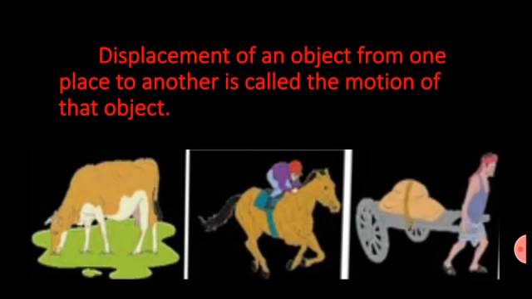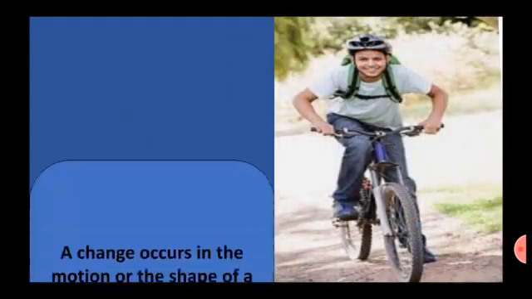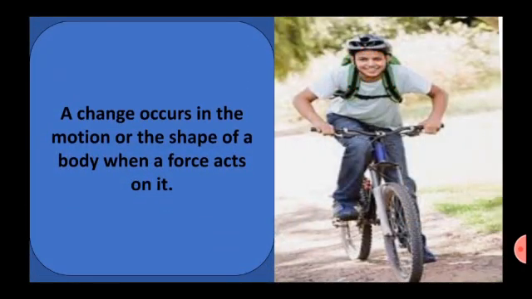So, motion means displacement of an object from one place to another. For example, pushing a block, opening a door, etc. are all different types of motion. A change occurs in the motion or the shape of the body when a force acts on it. Motion is caused by force. A stationary object does not move unless a force acts on it to start it going.